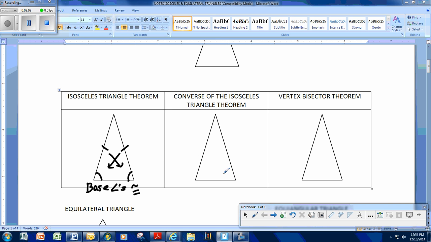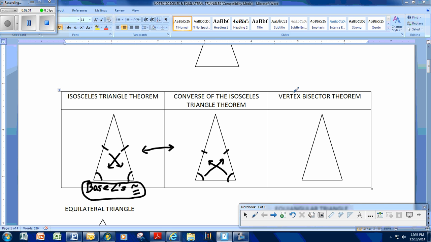Now the converse of that states if two angles of a triangle are congruent, then the sides opposite those angles are congruent. It's the same concept. These kind of go back and forth with each other. But the main idea is that the base angles of an isosceles triangle are always congruent.